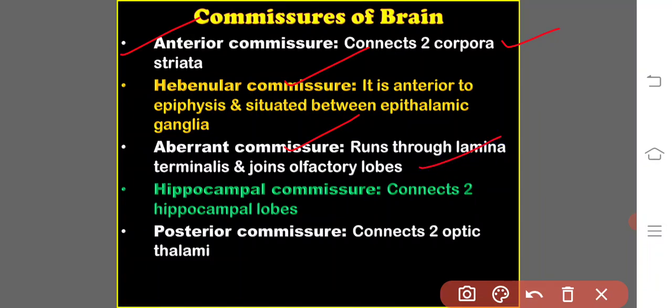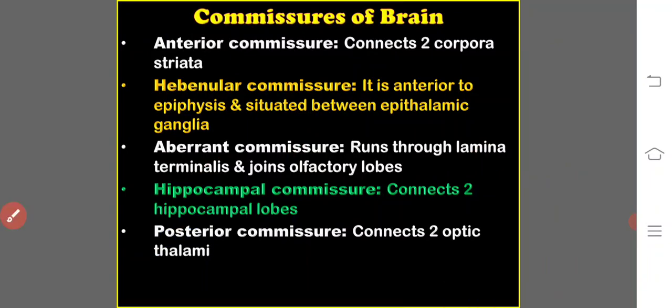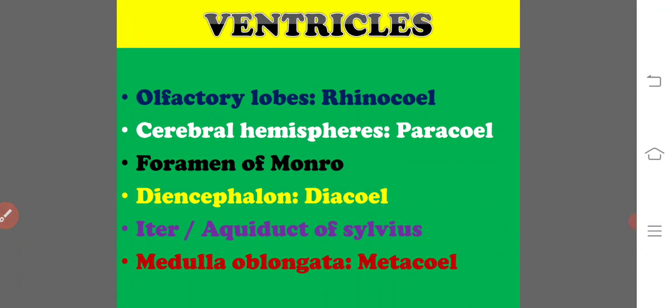And coming to the hippocampal commissure, the fourth one, the hippocampus is the swollen part of the mid-posterior region of the cerebrum. The two hippocampi are connected by the hippocampal commissures. The last one is the posterior commissure. It connects the posterior part of the two optic thalami and is situated just at the junction of the diencephalon and mesencephalon. So these are the commissures of the brain of the calotes.